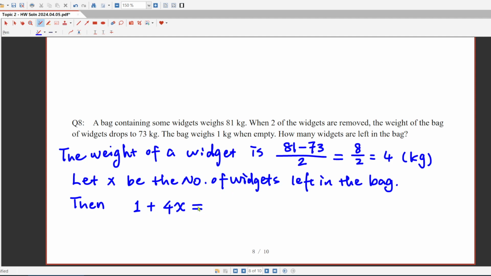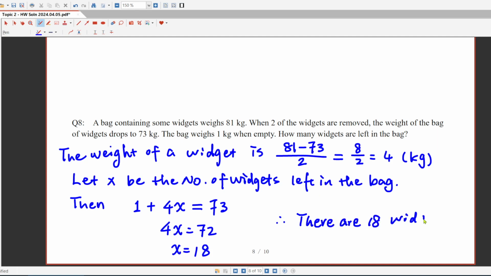So 1 plus 4x should equal 73. That means 4x equals 72 and x equals 18, right? Again, ask yourself, what is the meaning of x? x means the number of wedges left in the bag. Therefore, we can conclude there are 18 wedges left in the bag, right? After you removed 2. Any questions?